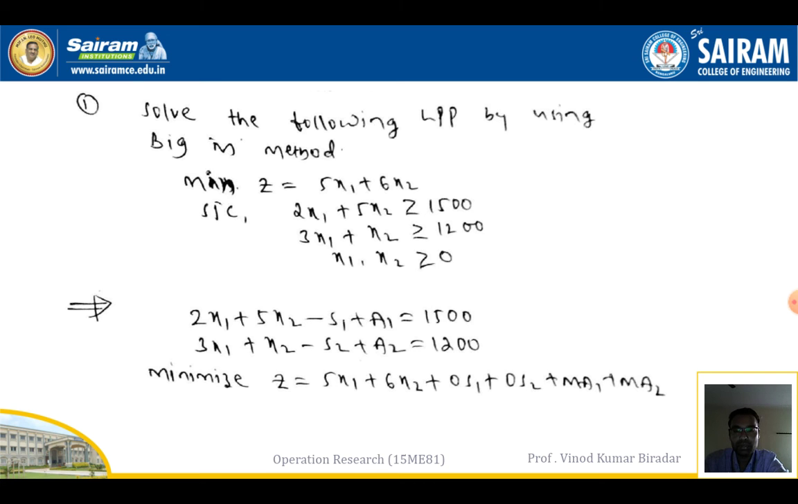For the minimization, Z is equal to 5x1 plus 6x2, and you convert these into the modified equation: Z equal to 5x1 plus 6x2 plus 0s1 plus 0s2 plus Ma1 plus Ma2, where a1 and a2 are called artificial variables. In the big M method, the coefficient of the artificial variables is M, and the coefficients of s1 and s2 are 0. If you multiply by 0, you get nothing, it is equal to 0 only. So the minimization Z is 5x1 plus 6x2 plus 0s1 plus 0s2 plus Ma1 plus Ma2. Now this is the modified equation. This is the first step to solve the big M method.